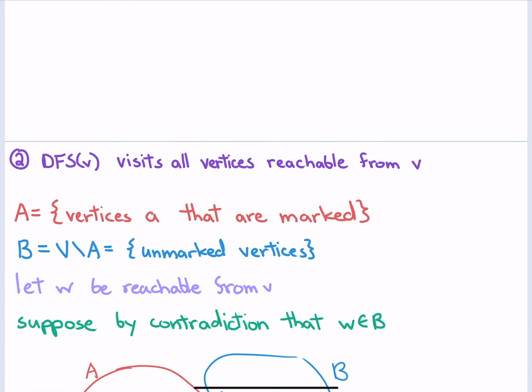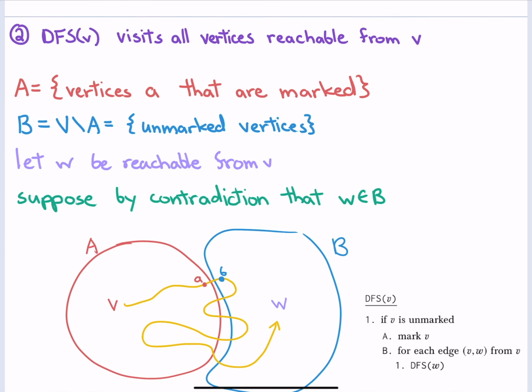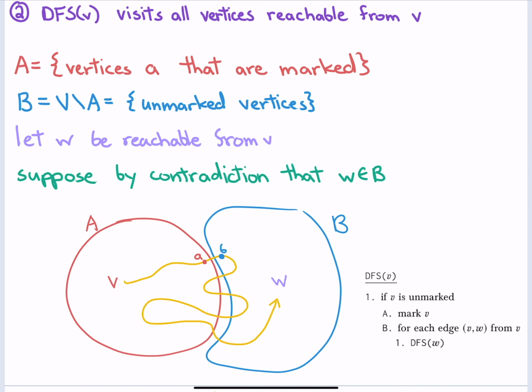Okay, here then is the more interesting claim. The claim is that if I run depth first search from V, or I guess S previously, I will visit all the vertices reachable from V. I won't leave some out. Okay. And here we'll do a slightly different proof style than I think we've ever done to this point. I'm going to do a proof by contradiction.